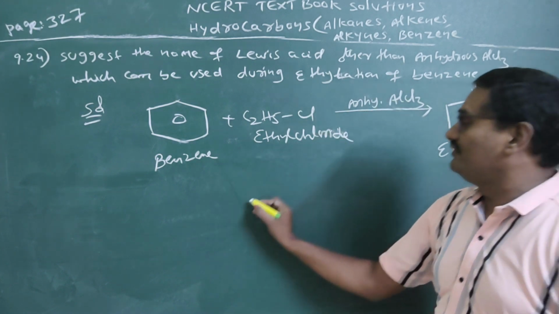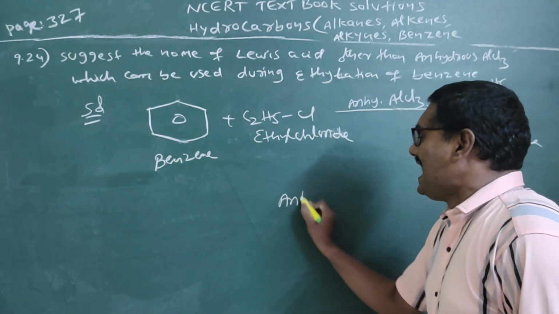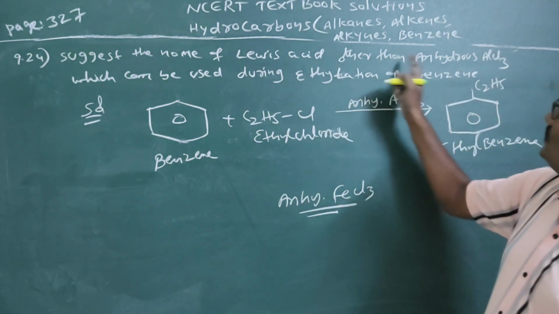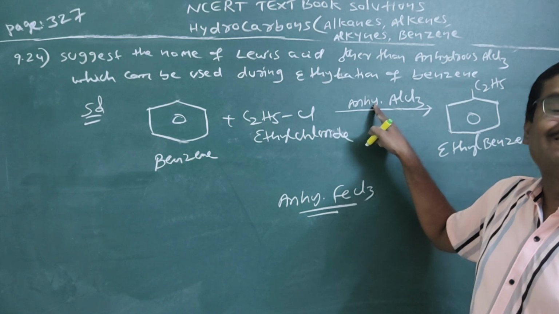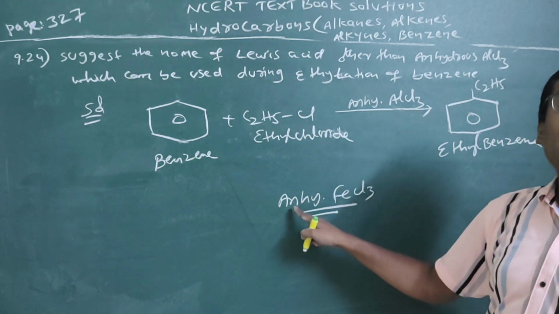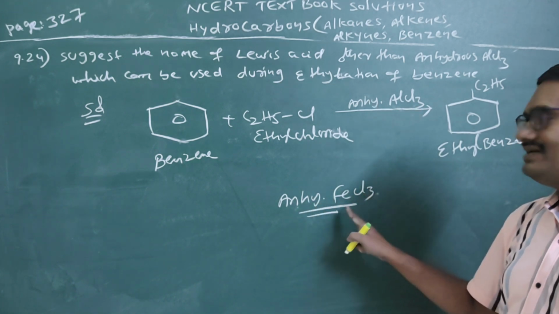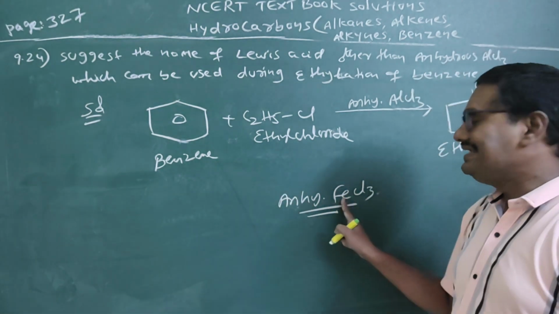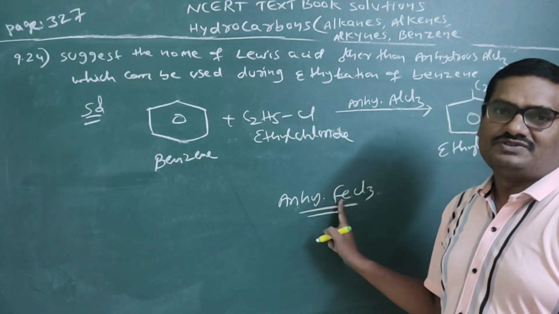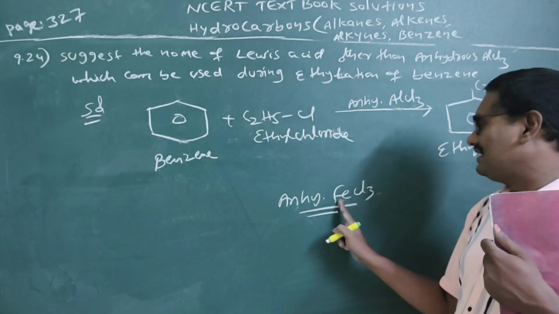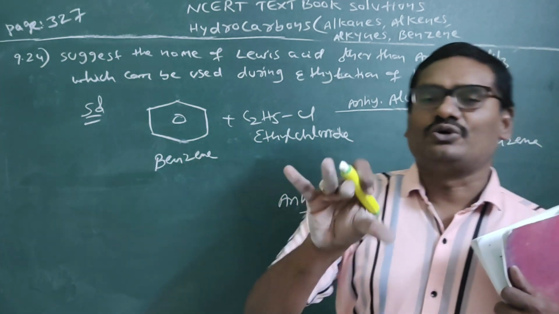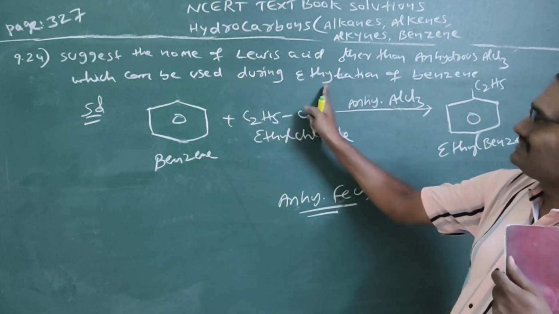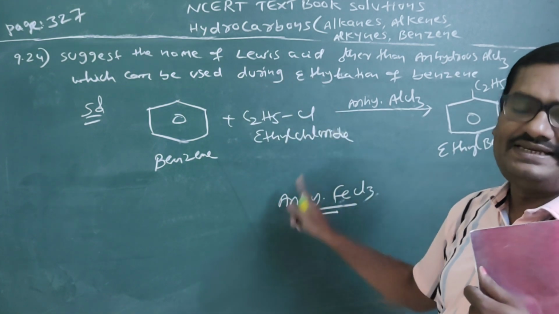So another reagent, the substitute for anhydrous AlCl3, is anhydrous FeCl3, because it is also a Lewis acid, because iron contains vacant d orbitals. So due to the vacant d orbitals, FeCl3 is also used as a Lewis acid. That's why the answer, anhydrous FeCl3, is the correct answer.